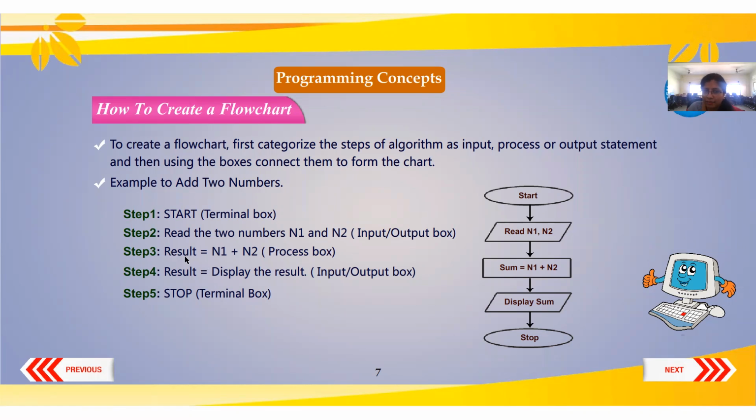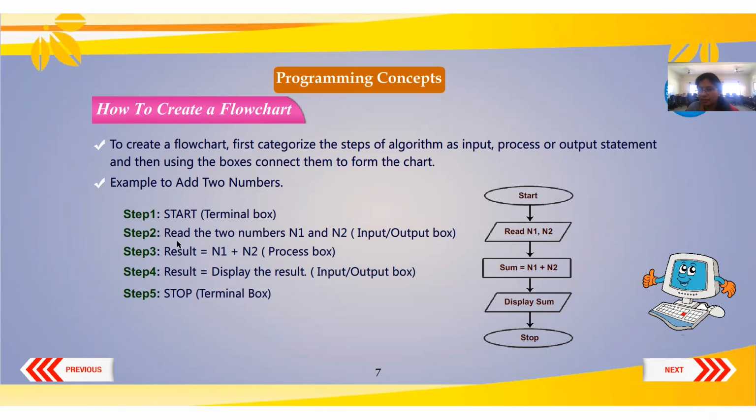Display the result. Why result? Because N1 and N2 are getting added and where are the values going to go? Here in result. So result is equal to, display the result. So what are we doing? Display the result is the output. And stop. See, now we are presenting this particular algorithm as a flowchart.